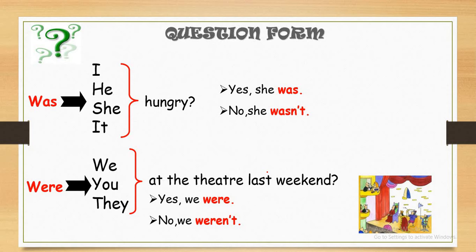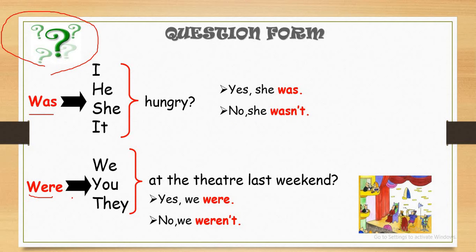Was I hungry? Was he hungry? Was she hungry? Was it hungry? We are looking at the question form of was and were. Was I hungry? Was she hungry? You can either answer yes, she was, or no, she wasn't.